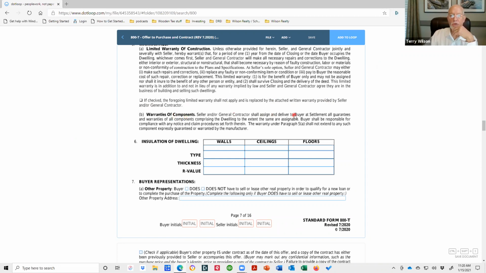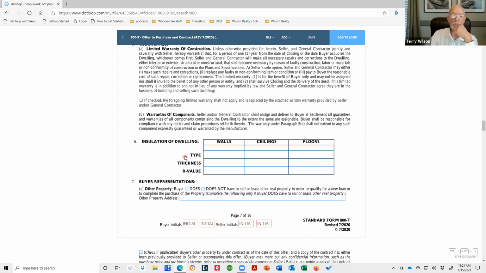Seller and general contractor shall assign and deliver to buyer at settlement all guarantees and warranties of all components comprising the dwelling to the extent the same are assignable. Buyer shall be responsible for compliance with any notice and claim procedures set forth therein. Warranty under paragraph 5A shall not extend to any such component expressly guaranteed or warranted by the manufacturer. So this is saying, if the dishwasher is covered by the manufacturer, then it's covered by the manufacturer's warranty.